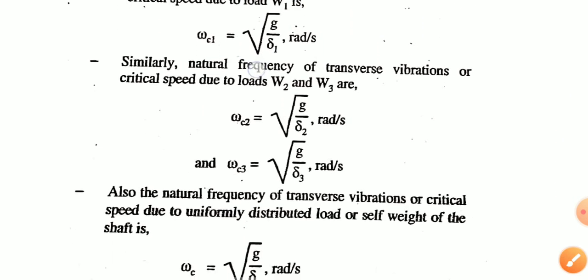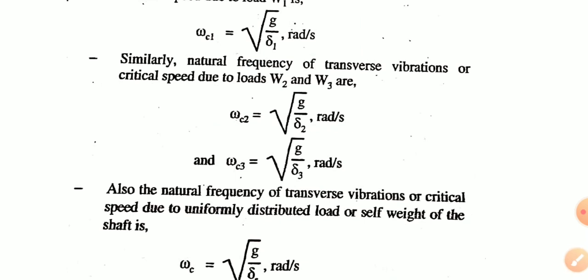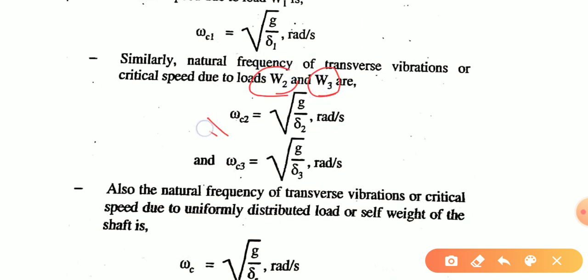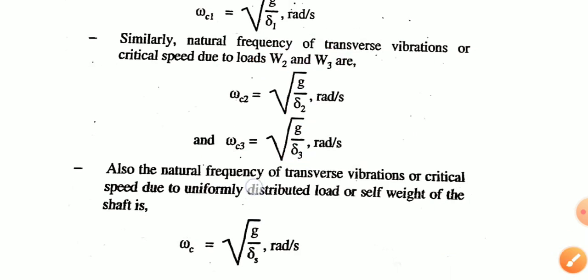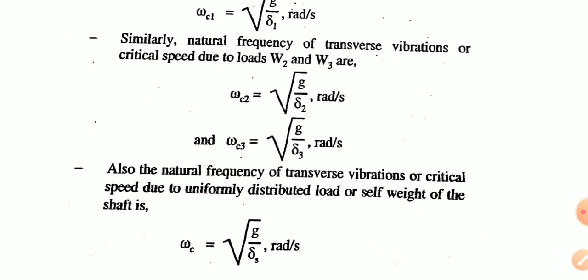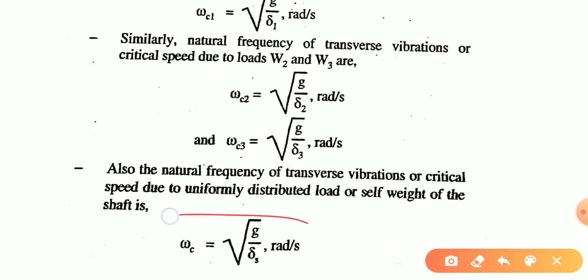Similarly, we can find the natural frequency of transverse vibration or critical speed due to loads W2 and W3 by these two equations, with a change of delta 2 and delta 3. The natural frequency of transverse vibration or critical speed due to uniformly distributed load, or self weight of the shaft, is given from this equation.